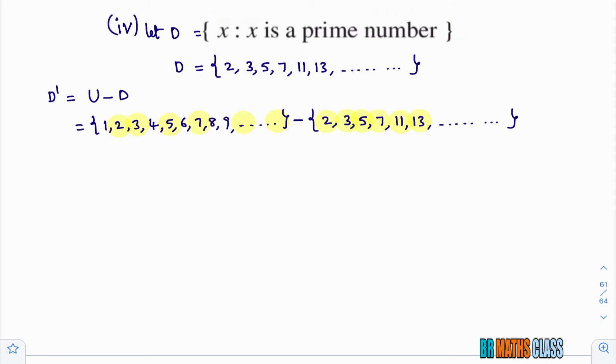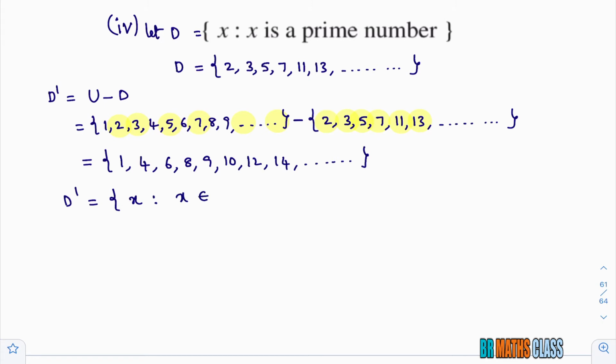So here, I'll just write in roster form. You observe 1 is present, next 4, 6, 8, 9, next 10, 12, 14, something you will get like this. This is D dash, but it is better to write the answer in set builder form. D dash is {x such that x is a natural number, x equal to 1 and x is a composite number}, x is a composite.